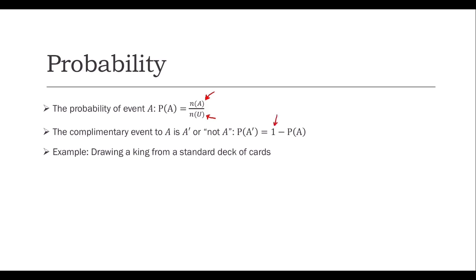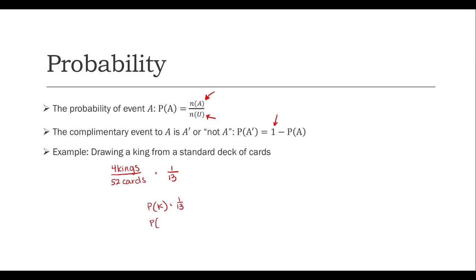So for example, if we looked at our probability of drawing a king from a standard deck of cards, there are 4 kings out of a total 52 cards in a standard deck. So this would be 1 over 13. So our probability of a king is 1/13.